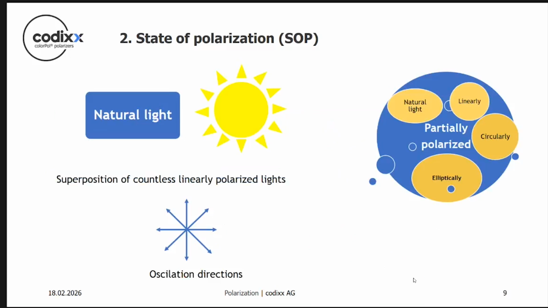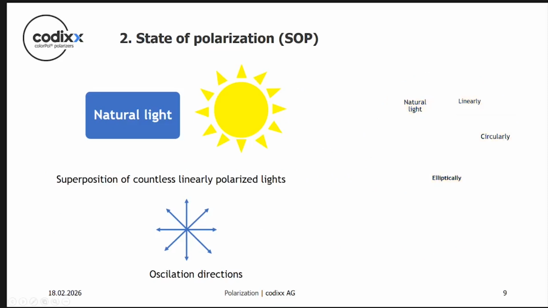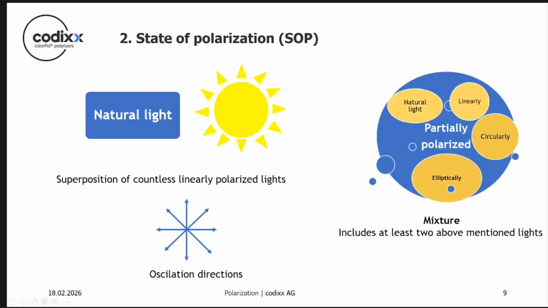As I said, natural light can be seen as a mixture, a superposition of countless linearly polarized lights. Here is an example of the different oscillation directions. And we can see here the partially polarized light. So you have natural light, linearly polarized, circularly polarized, and elliptically polarized light in these different states.